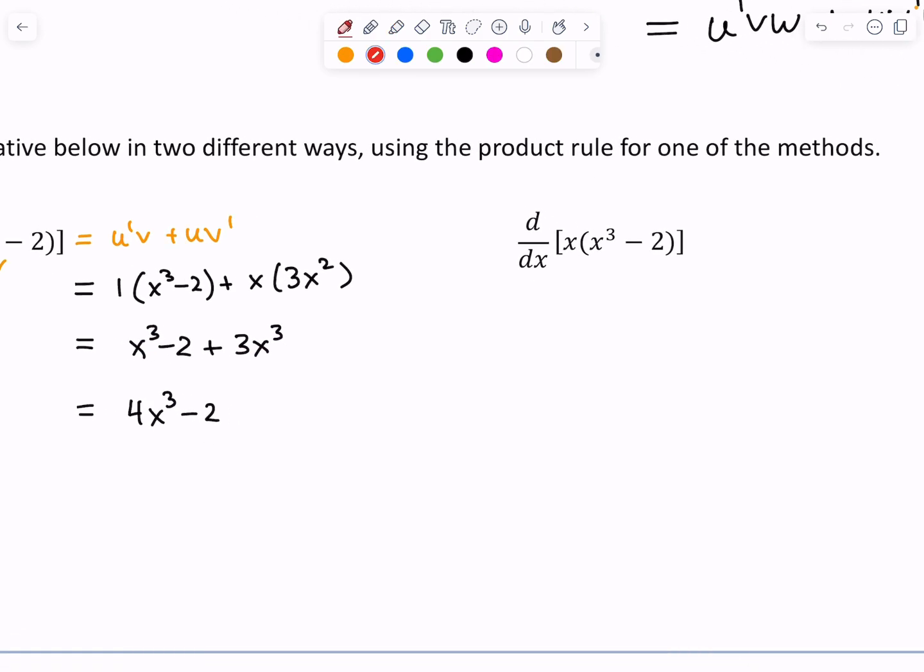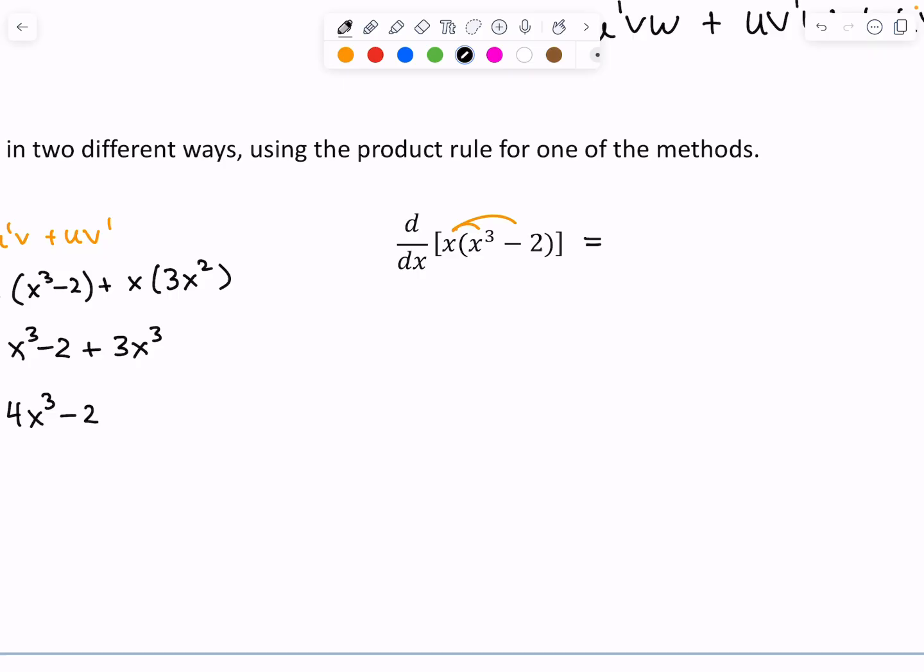Okay, the second way. Instead of using the product rule, we can first prep the function for differentiation using other rules by distributing this x. Distributing the x, we get x to the fourth minus 2x. And I haven't differentiated yet, so I'll put this in brackets, and you can either keep the d dx in front, or we can switch to the lazier notation prime. And now this function is no longer a product. It's a difference of two different functions, so I can differentiate term by term.